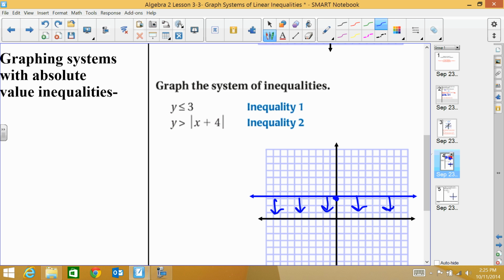So absolute value makes what shape on the graph? Well, if you remember, it makes a V shape. And this plus 4 inside the symbols means that it goes left 4. So I'm going to go left 4, 1, 2, 3, 4, and that's where I would make my V, and there's a slope of 1. So I would go up 1, right 1.